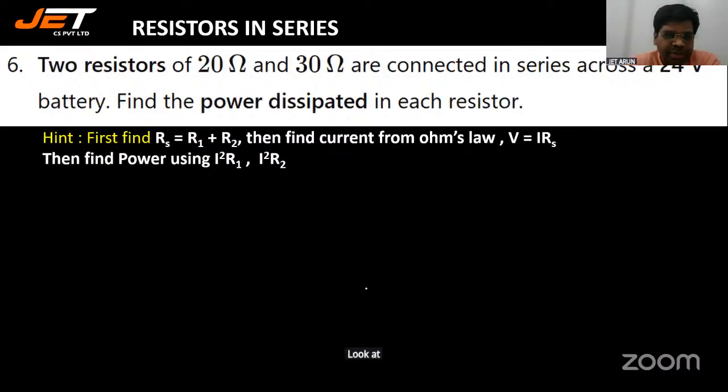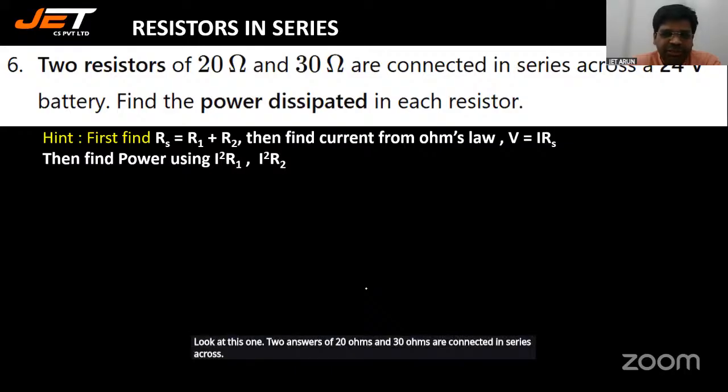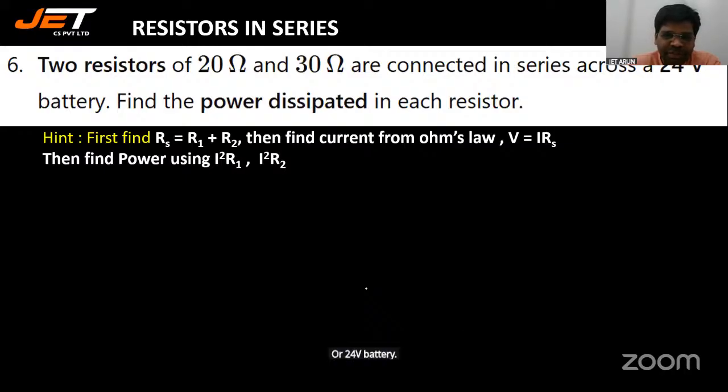Look at this one. Two resistors of 20 ohms and 30 ohms are connected in series across a 24-volt battery. Find the power dissipated in each resistor. We've got to find power dissipated.